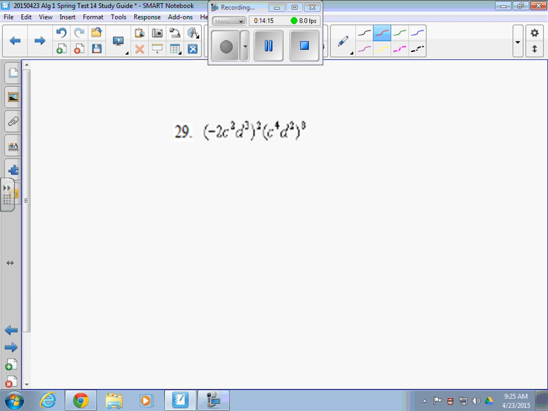And then 29, you have to square everything in the first parentheses. Negative 2 gets squared, and it acts like this. Negative 2 squared. C squared gets squared, so C to the 2 times 2, and D to the third gets squared, D to the 3 times 2. You do the same thing with the second parentheses. It's being raised to the 8th power. So C to the 4th gets raised to the 8th, which means times 8, and D squared is D to the 2 times 8. So when we simplify this, it looks real long right now.